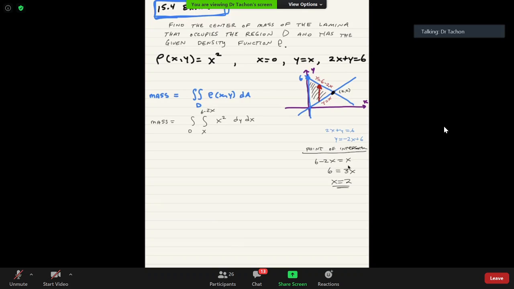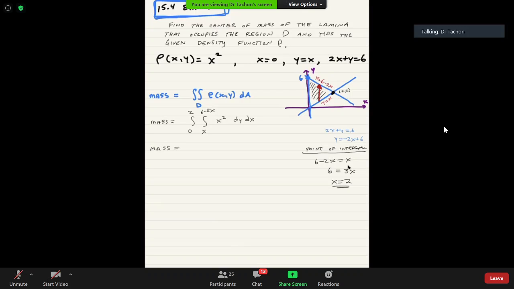All right, so 0 to 2 would be the outside bounds, okay? So you see how you set it up? You're setting up a double integral, all right? And then we are going to solve it. So let's go ahead, this is for the mass, right?